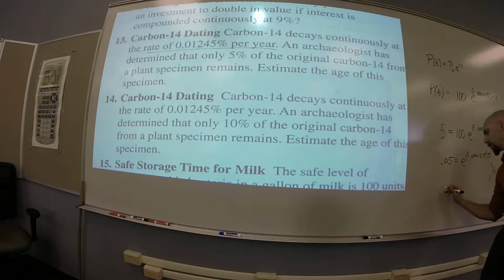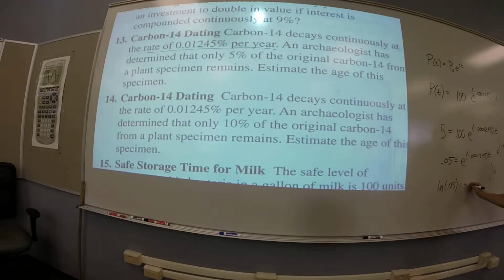So I've got log of 0.05 is what? Negative 0.0001245 t. Very nice. So now that I've got this, then what do I do? Divide by the negative point, yada yada yada. Okay, so we could divide by this negative 0.0001245, or we could get a decimal for that and then divide, either way, right? What do you guys choose to do? I'm just using the dividing version and solving it out.